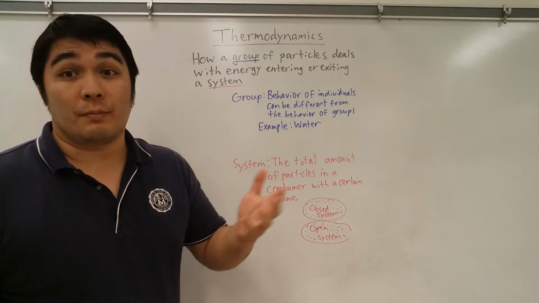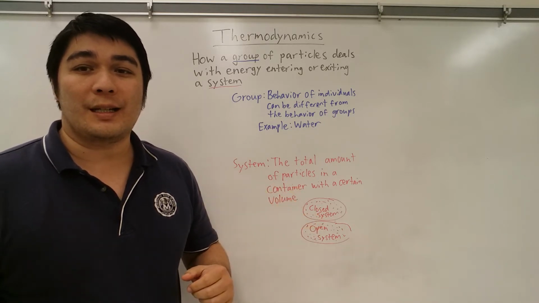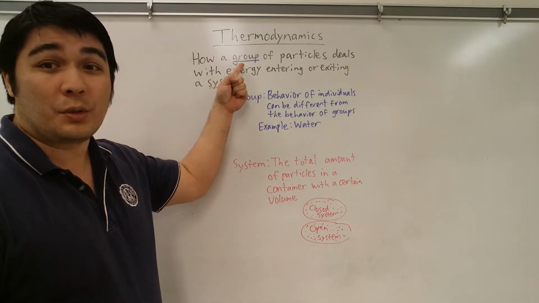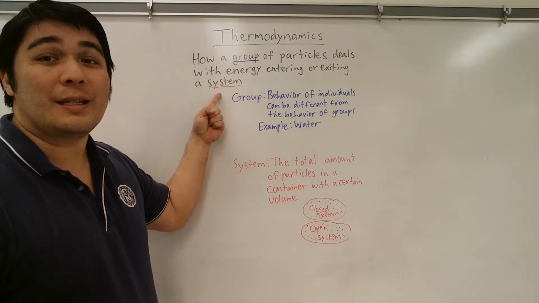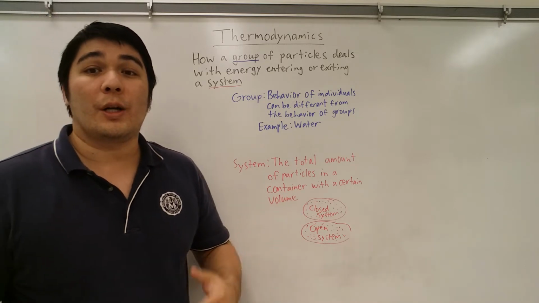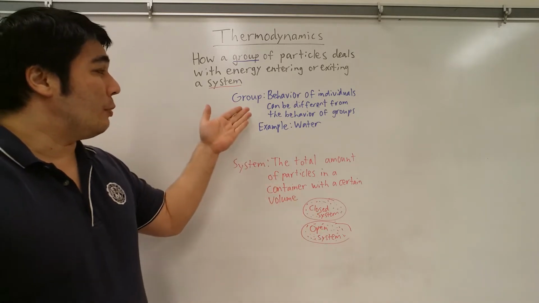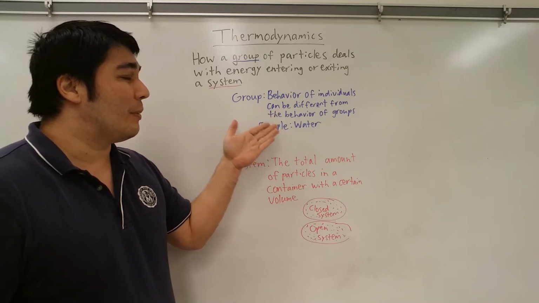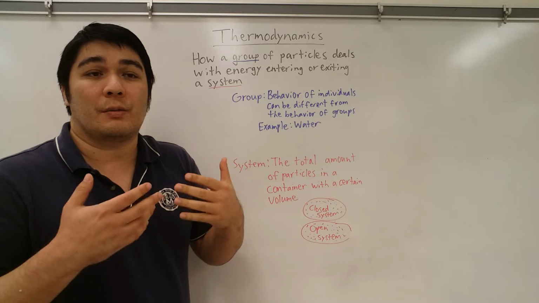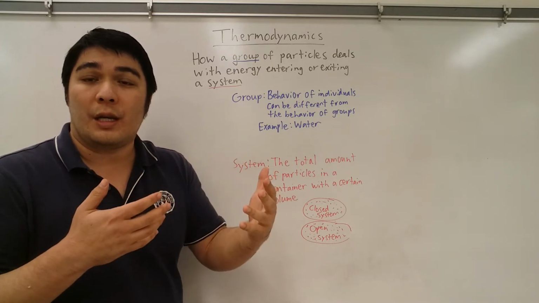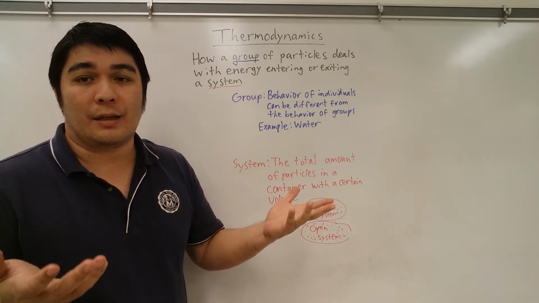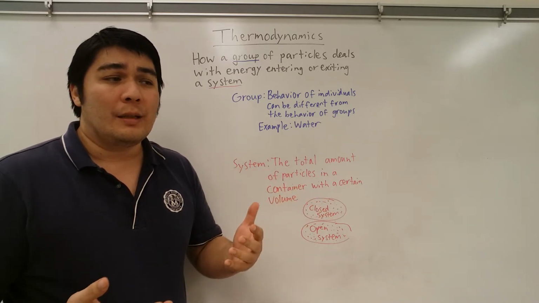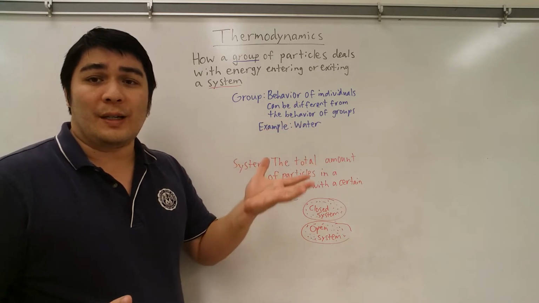Now, of course, there are various vocabulary words that we need to discuss in this one, and that's why I underlined them with different colors. First is group, and the second one is system. So let's go over what a group is. A group is the behavior of individuals which can be different from the behavior of groups. A group is several particles of a generic variety. So it could be hydrogen, it could be water, it could be people. These are all what we would define as groups.